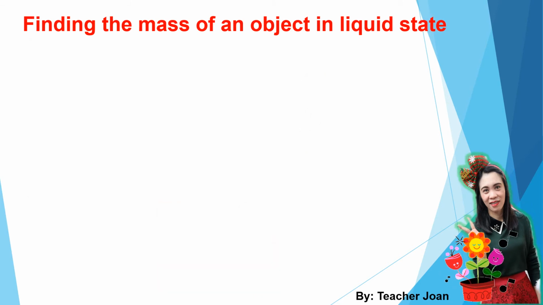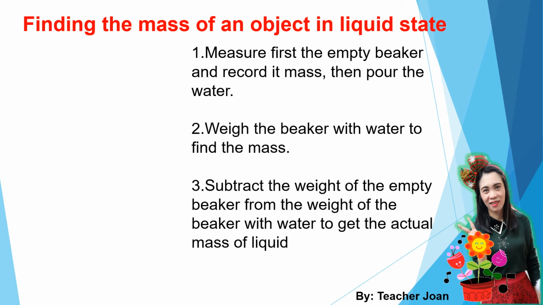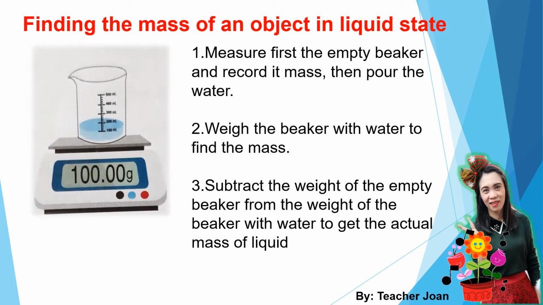Finding the mass of an object in liquid state. To find the mass of an object in liquid state, we need to follow the steps. Number 1, we need to measure the empty beaker and record its mass. Afterwards, we need to pour water in it. Weigh the beaker with water to find the mass. And number 3, subtract the weight of the empty beaker from the weight of the beaker with water to get the actual mass of liquid.